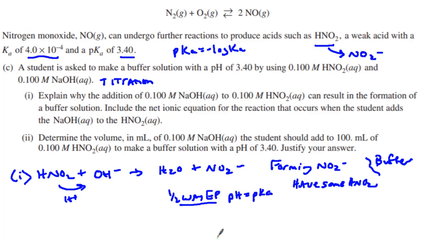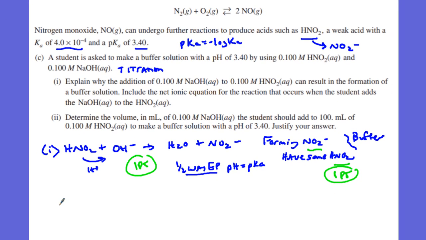Believe it or not, there's 2 points here. 1 point for a recognition that you need to have HNO2 and NO2 minus, the conjugate base, in order to have a buffer. And 1 point for my balanced reaction right here, my net ionic reaction. So 2 points for E2. Okay, that's a gimme. And then we have E1.